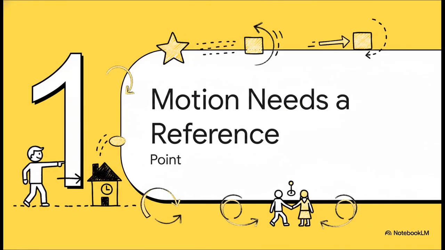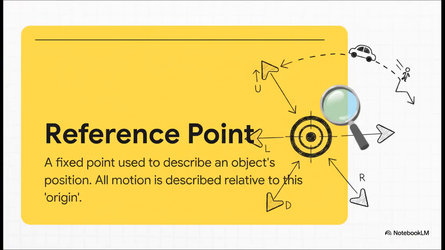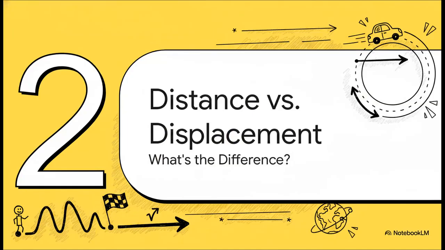So, first things first, where do we even start? Well, before we can say something is moving, we have to ask a really simple question. Moving compared to what? And that brings us to our first absolutely crucial concept, the reference point. A reference point is basically the "you are here" dot on a map. Without that starting point, that origin, words like forward, back, up, or down just don't mean anything. If your position changes relative to that fixed spot, you are officially in motion. It's really that simple.